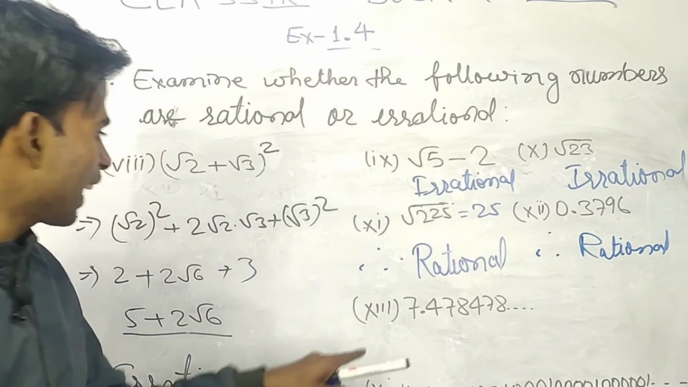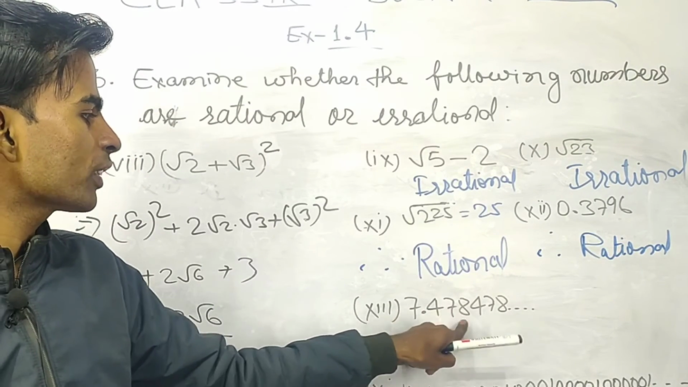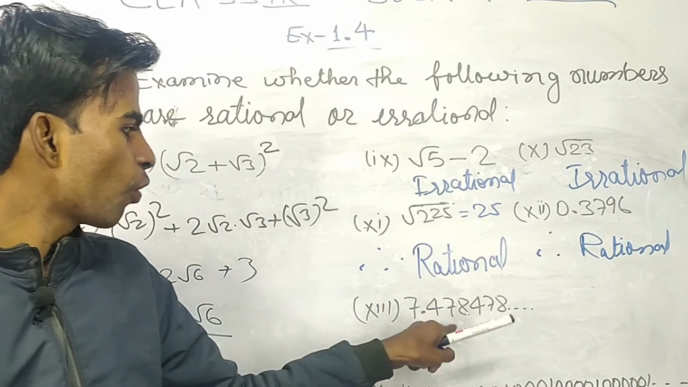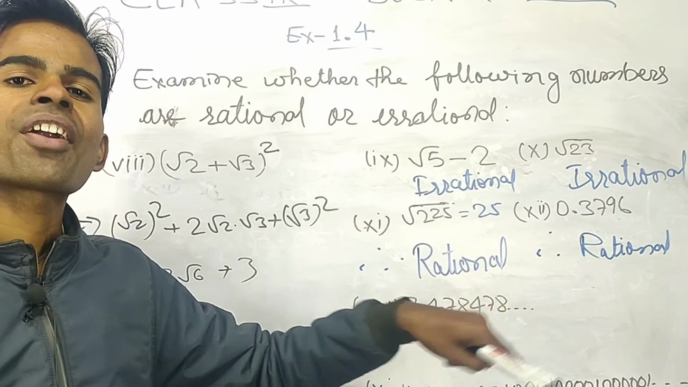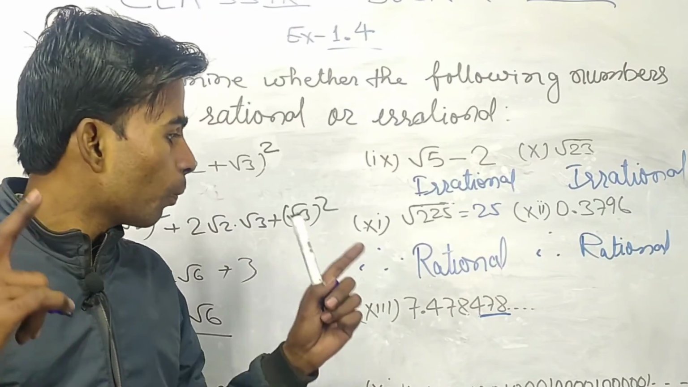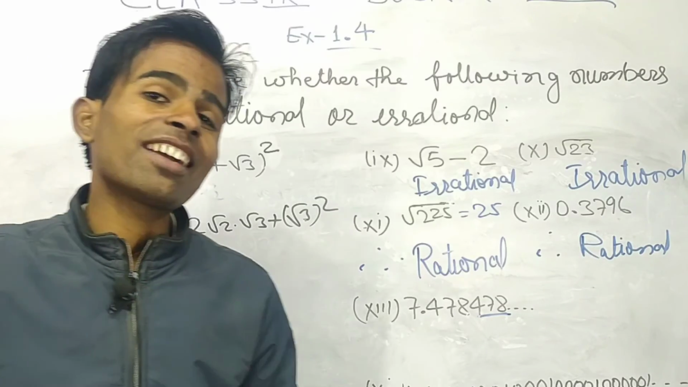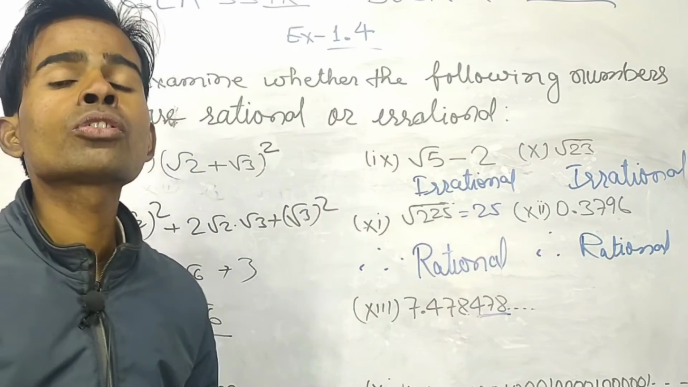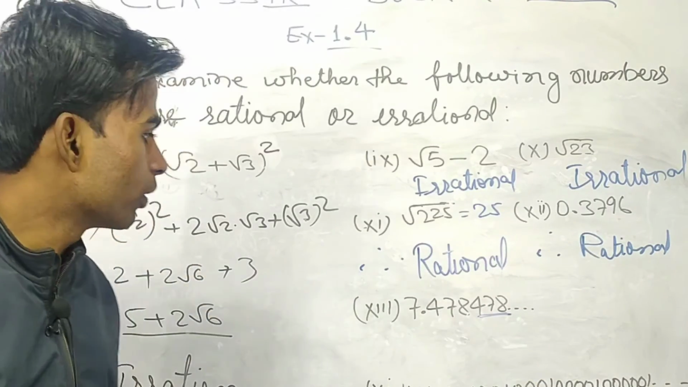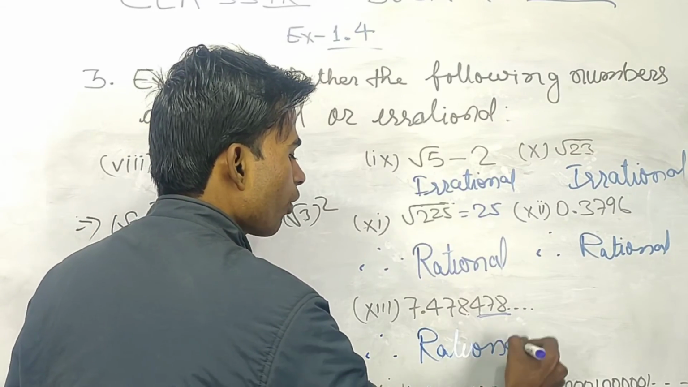Let's go to the next, that is question number 13. Question number 13 is 7.478478 and so on. It means that 478 are repeating. These 3 digits are repeating, and we know that non-terminating and recurring numbers are also rational numbers, because we can write them in the form of p by q. That's why it is a rational number.